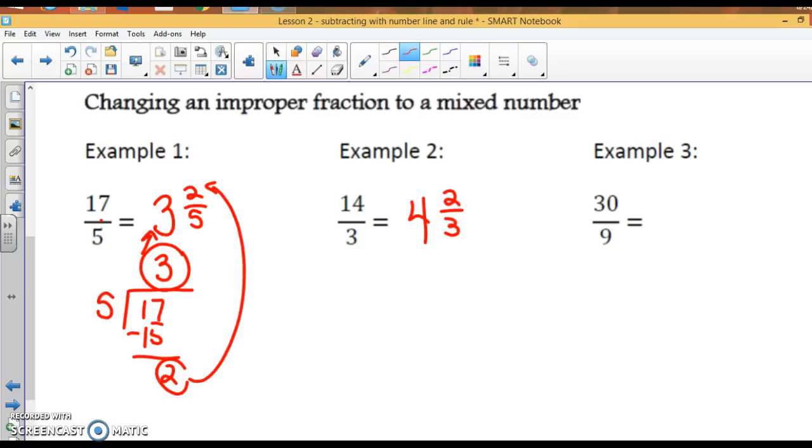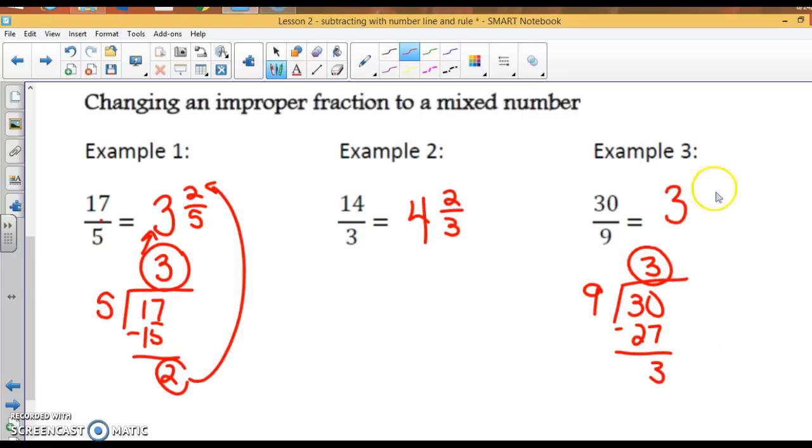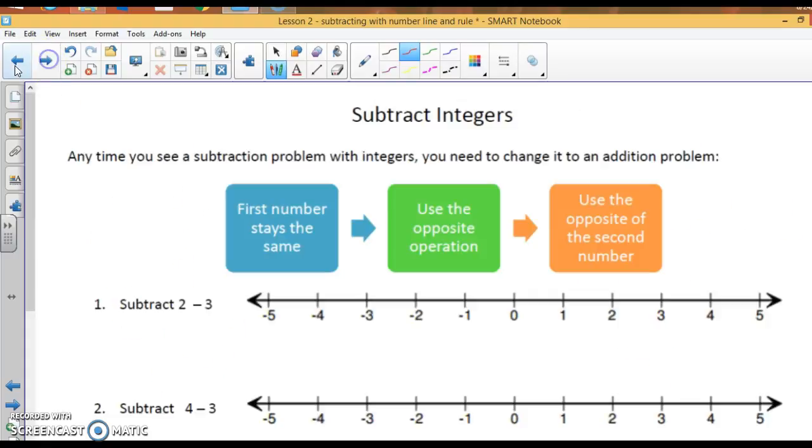Last but not least, how many times does 9 go into 30? Let's do this the long way. 9 goes into 30 3 times. That's 27, subtract, and I get 3. So I've got 3, this 3 here is the whole number, and the remainder is 3 ninths. Now, this needs to be reduced. So I divide these both by 3, and I get 3 and 1/3. All right, that's enough of a review for today.